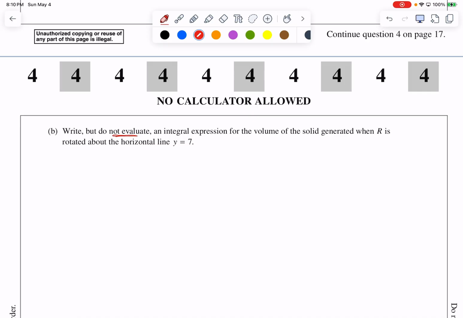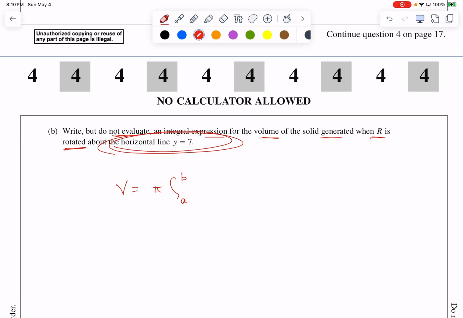Write but do not evaluate an integral expression for the volume of the solid generated. All right, this is the formula. Let's see if you can pay attention. You have them memorized. Let's see if we can at least get the formula down, and I'll show you how to get it. When it's rotated, this is a volume of rotation. It's rotated around a horizontal axis of rotation. Who wants to tell me the formula? Go ahead. Pi times the integral from A to B.